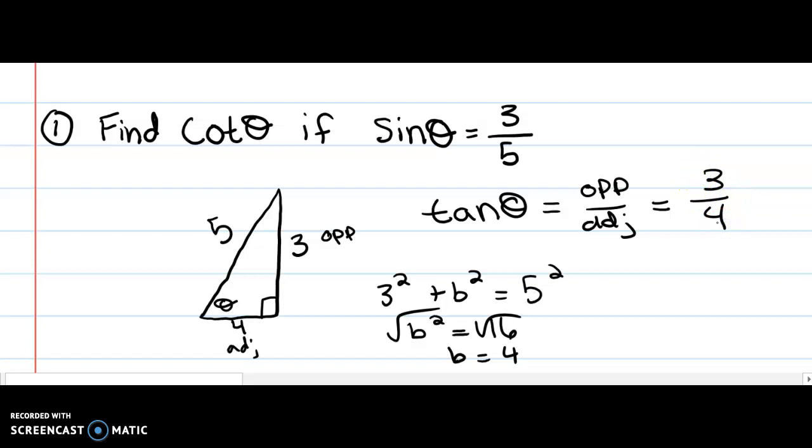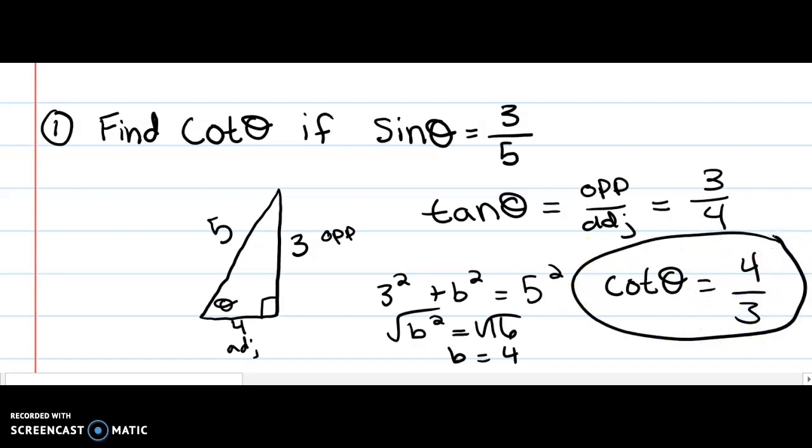But I'm not trying to find tangent, I'm trying to find cotangent. Cotangent is just the reciprocal of tangent. My cotangent of theta is equal to 4 over 3. Okay, so there's that one.